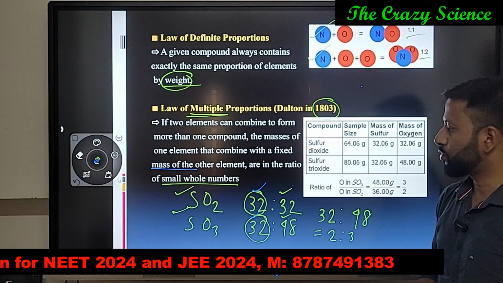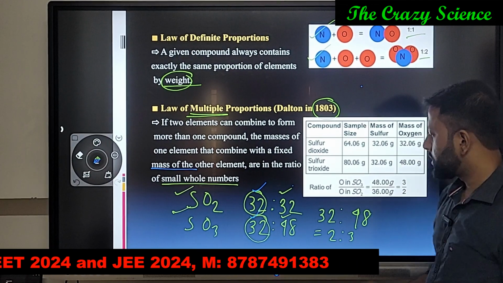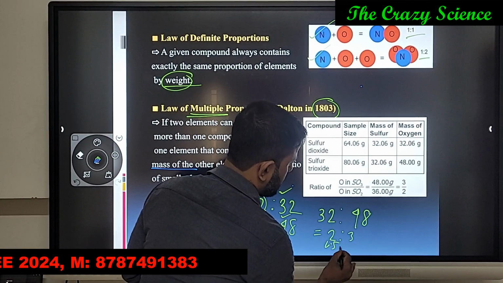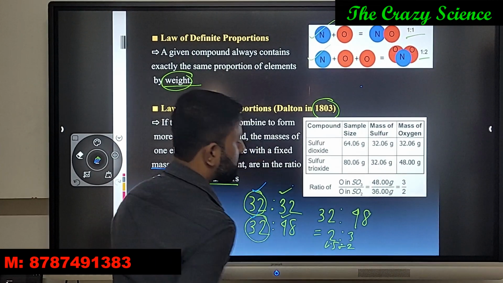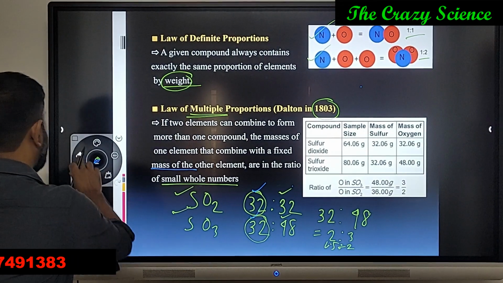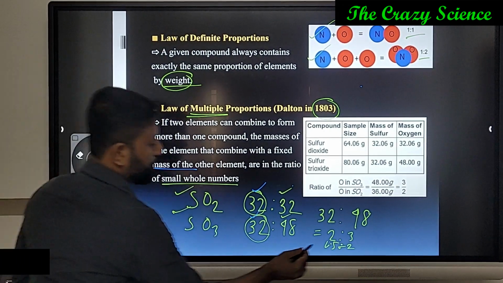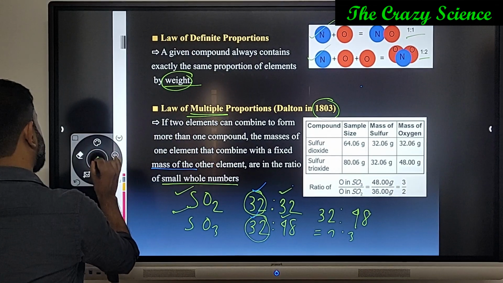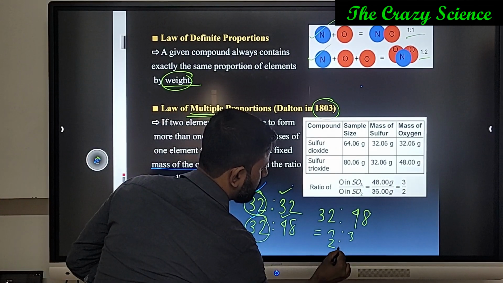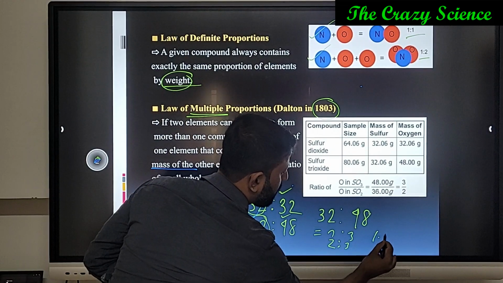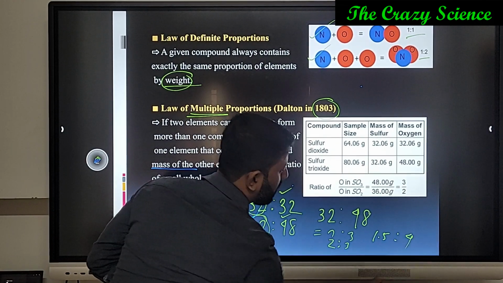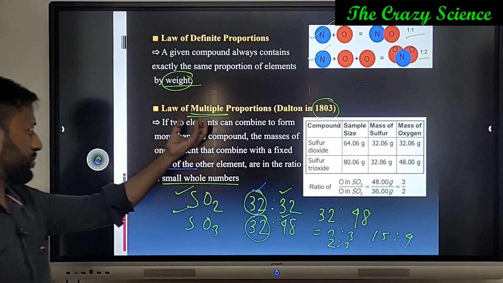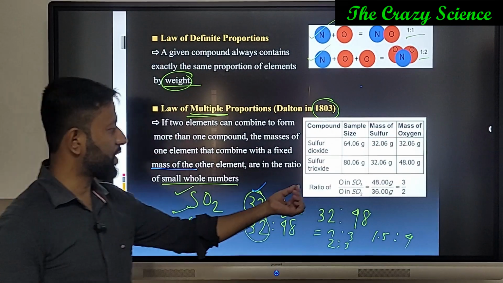একটা হোল নাম্বার রেশিও। সো দে নেভার বি ইন দ্য ফর্ম অফ আ ফ্র্যাকশন, যেখানে কখনোই এমন থাকবে না যে 1.5:2, এমন কখনোই থাকবে না। দে শুড বি ইন আ সিম্পল হোল নাম্বার রেশিও. That should be equal to 2:3. They never be 1.5:4 or like that. Okay, so this is my multiple proportion law. For example, I have taken here.